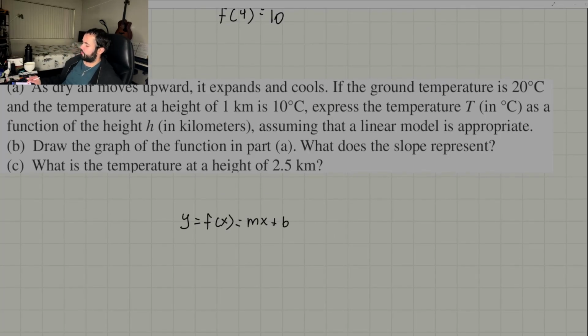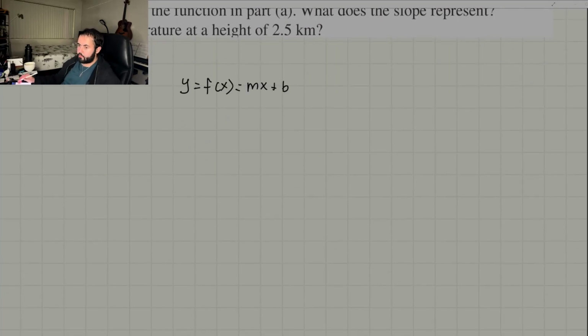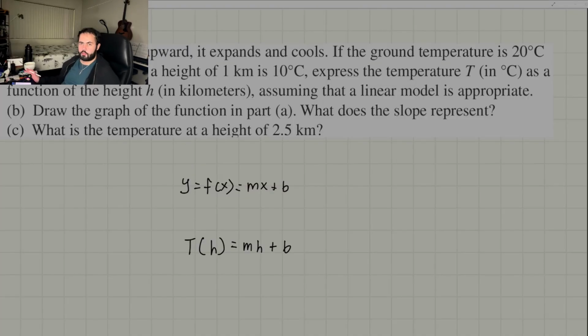So reading this problem, ask yourself, what is the independent variable and what is the dependent variable that we want to account for? Well, it's given to us in this problem. It says that we want to express the temperature, which is our dependent variable, as a function of the height h, which is our independent variable. So we can rewrite this function as the temperature as a function of h is equal to our slope times h plus our y-intercept b. At this point, we ask ourselves, what are we given? What data points do we have?